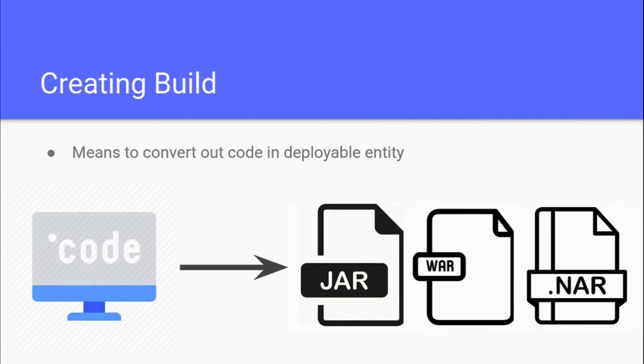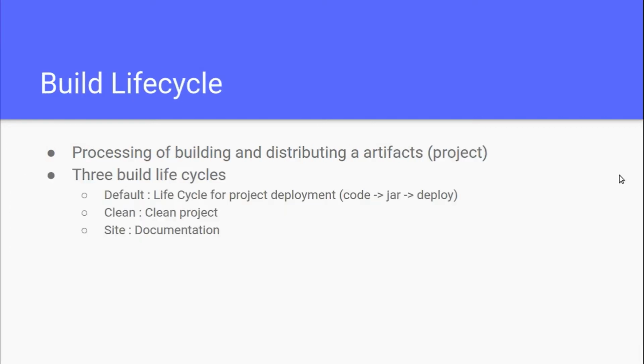Now let's see what we mean by creating a build. Creating a build simply means to convert our code into one of the following formats, that is jar, war or nar. Let's move ahead. Let's see what a build life cycle is. The process of building and distributing a project or artifact is known as build life cycle. There are basically three build life cycles in Maven: default, clean, and site. The steps that are followed for basic project deployment are in the default life cycle. For cleaning the project, there is a clean life cycle, and for creating documentation for your website or for your project, there is a site life cycle.